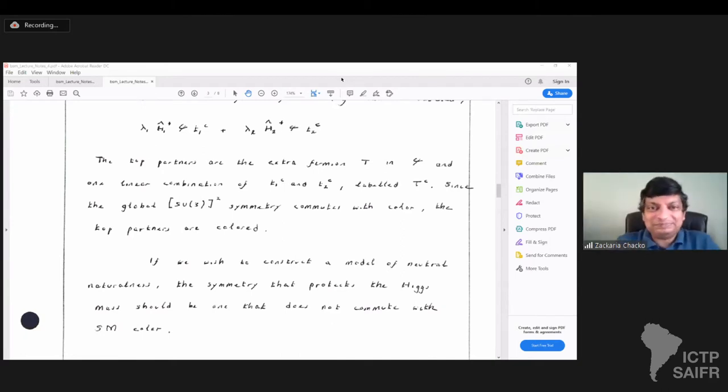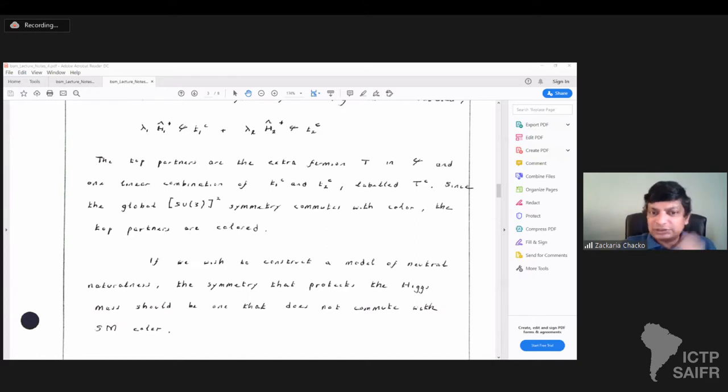All right. Thanks, Rogerio. So let's get going. We are talking about models of neutral naturalness, and models of neutral naturalness are theories in which the particles that cancel the quadratic divergence from the top loop are not charged under standard model color. And so these theories are not very strongly constrained at the LHC. So they're attractive from that point of view. They're not very fine-tuned. They're consistent with all the current data and do a good job of solving the hierarchy problem, right?